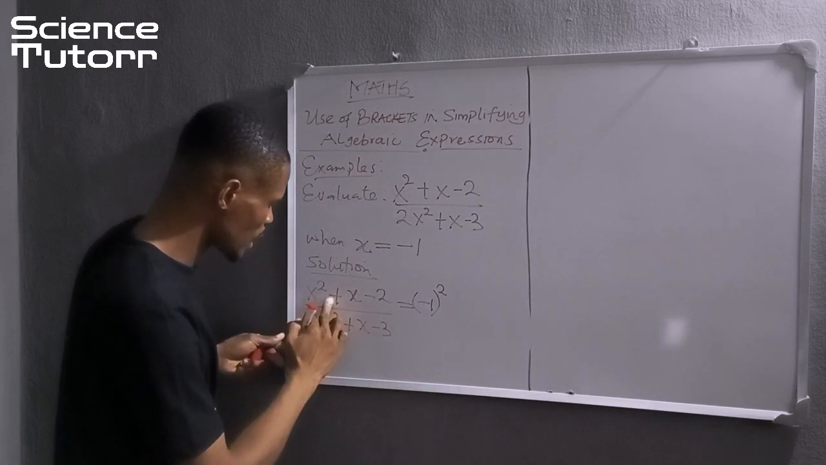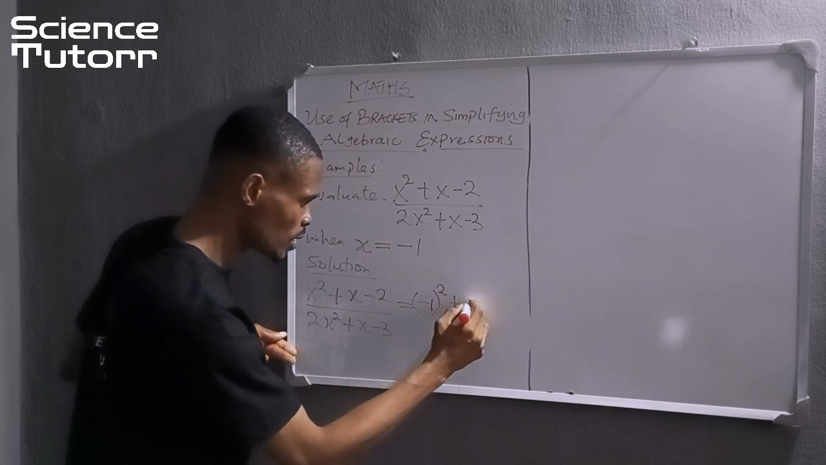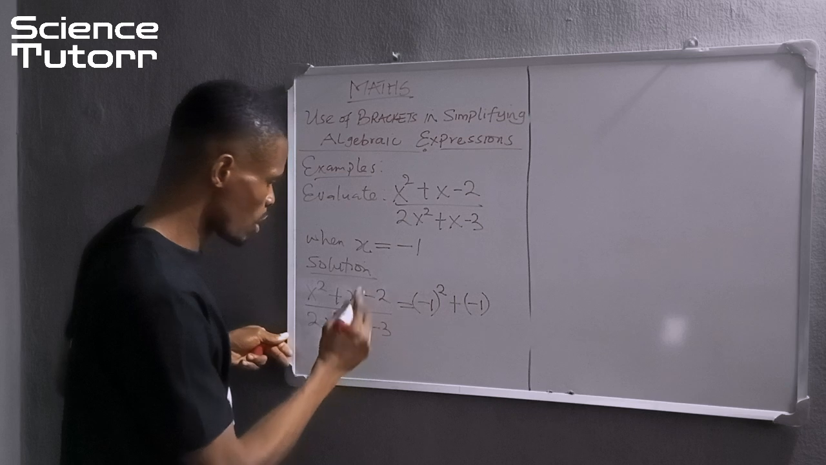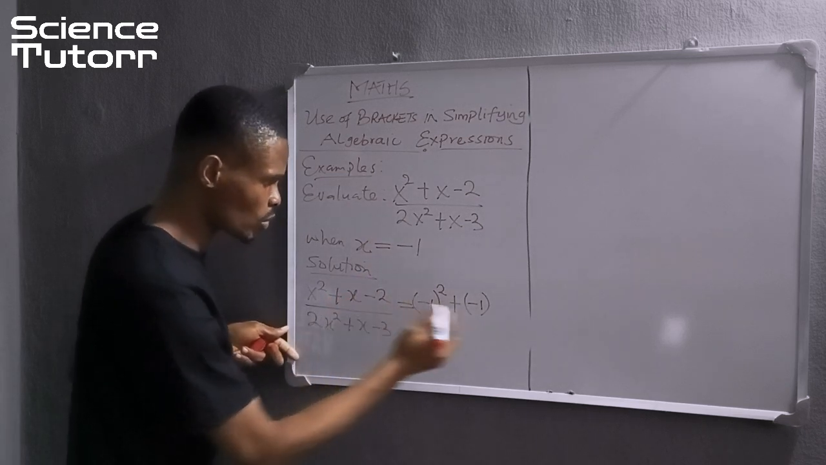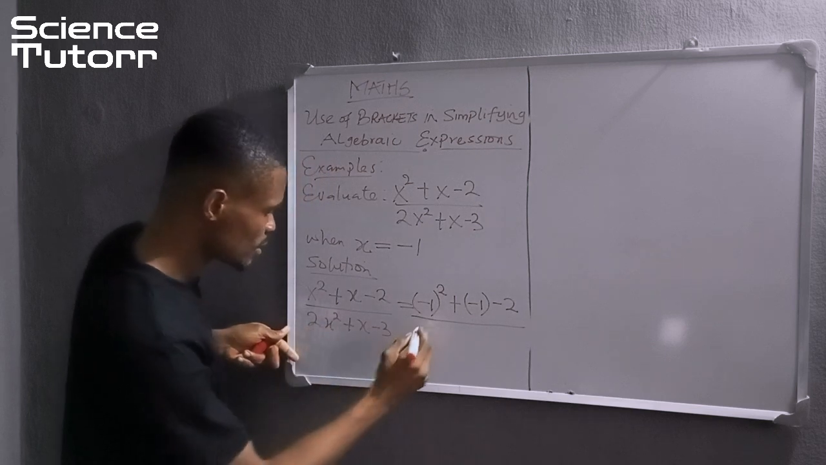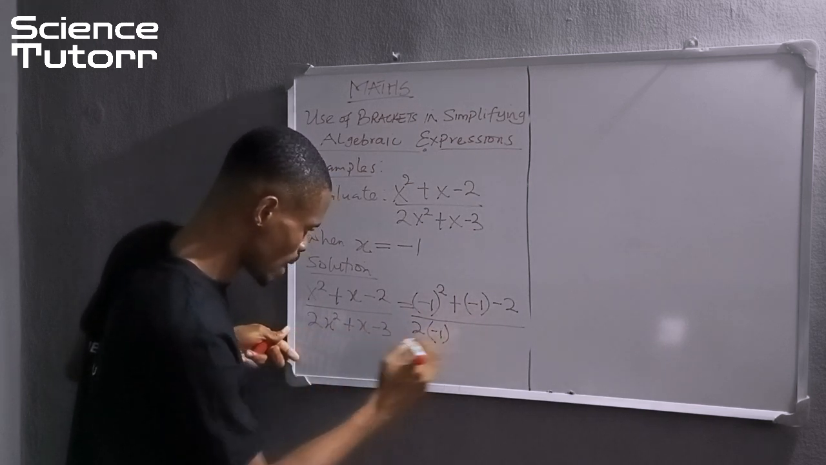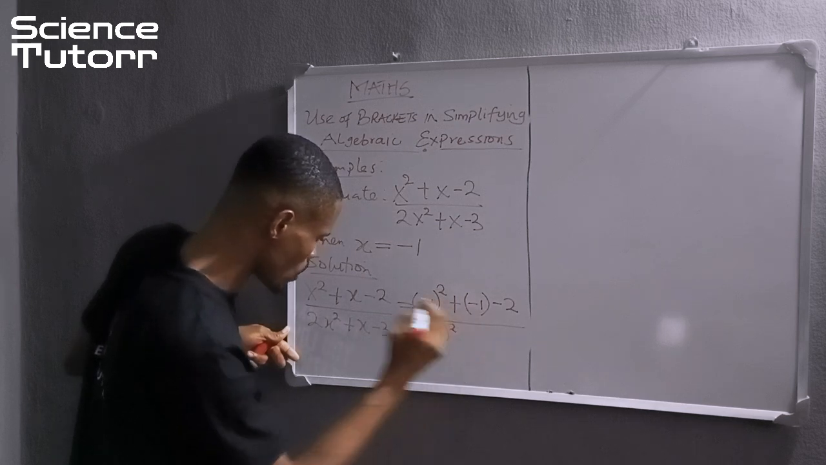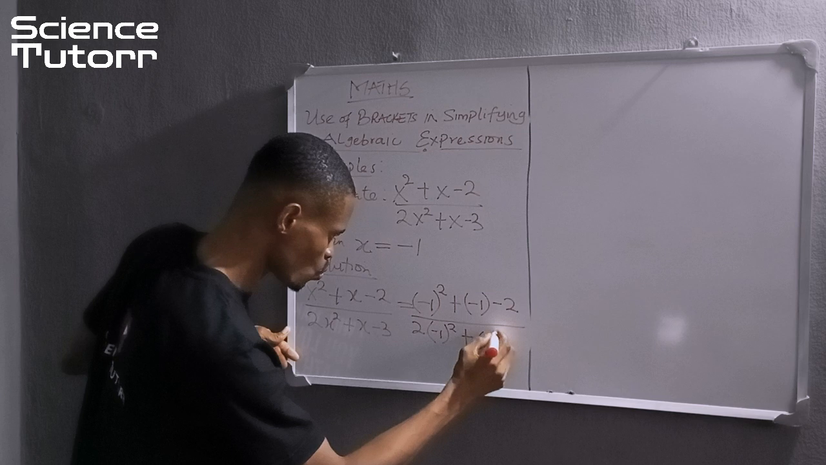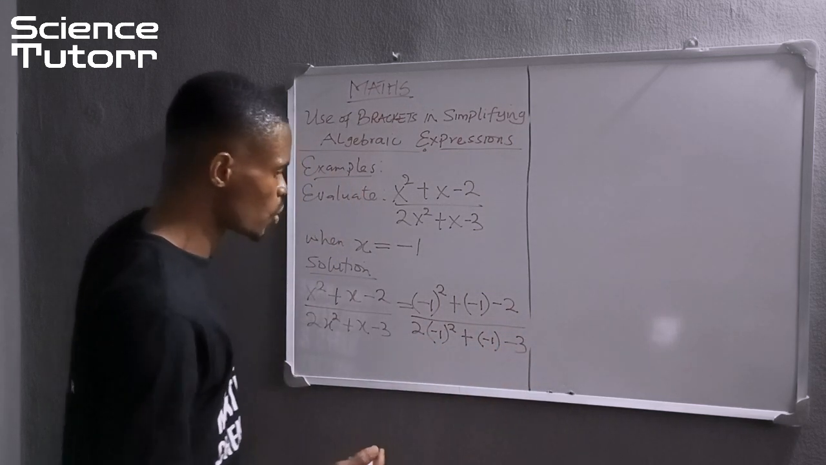The next sign we have is a plus. X represents minus 1, so I have minus 1. I'm enclosing it in brackets to avoid confusion. And then I have minus 2, which is next, all divided by 2. X is minus 1. You can see I'm making use of a bracket raised to power 2, plus x, which represents minus 1, minus 3. If we do this, we don't go wrong.